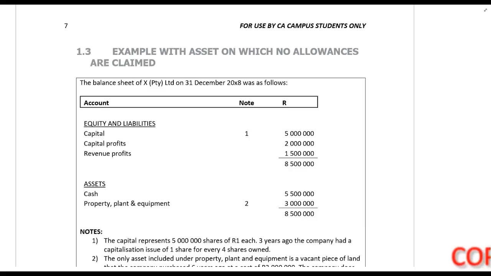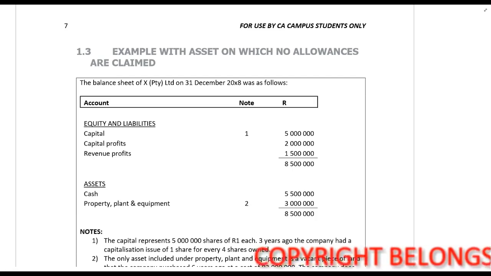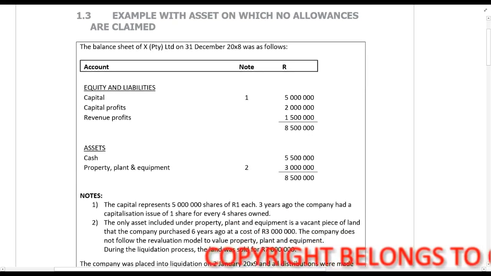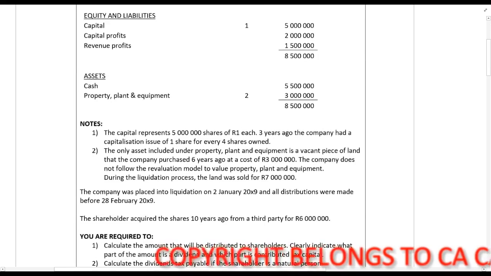Let's look at number 1.3. Again, it builds up, so I'm not going to repeat every single thing we've done previously. But what we have in this case is now you'll see we are going to include an asset on which no allowances were claimed. Okay, so same thing happens here.